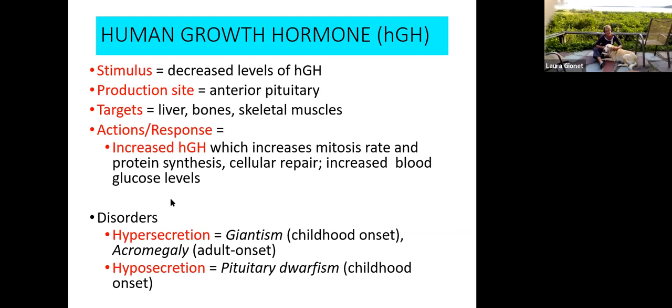Disorders associated with human growth hormone, we have hypersecretion disorders and we have hyposecretion. Hypersecretion in childhood is called giantism. If it's an adult onset, it's called acromegaly. Hyposecretion, we have only one for you to know. If it occurs during childhood or infancy, it is pituitary dwarfism. All right, so two hypersecretion disorders, depending on the age of onset, one hyposecretion disorder.